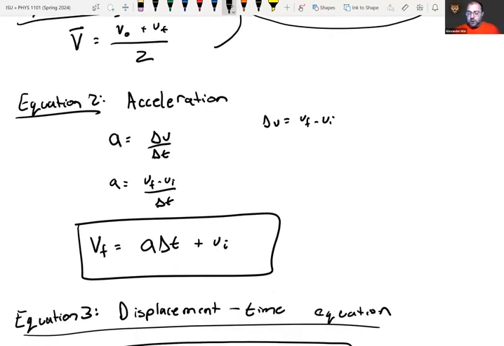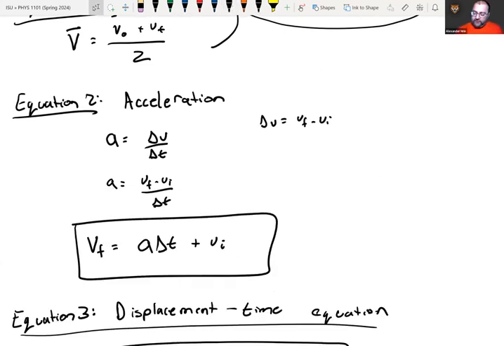This one, again, has 4 quantities. This time it's final velocity, initial velocity, acceleration, and time. That's equation 2. So if you didn't have displacement and you weren't interested in finding displacement, you'd want to look at this second equation.